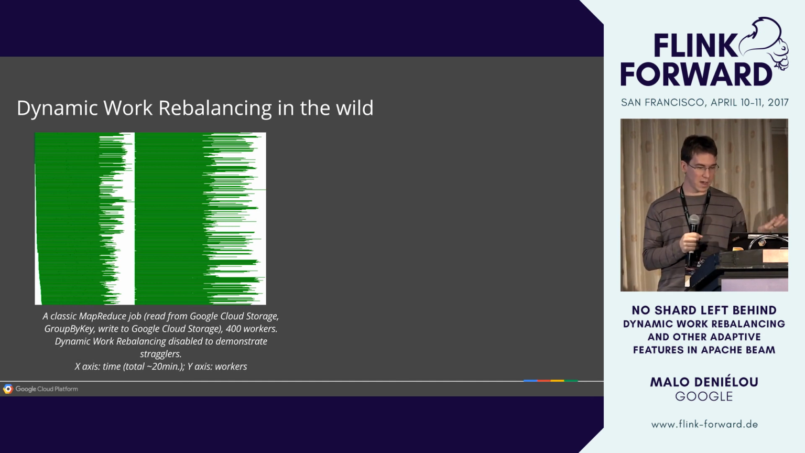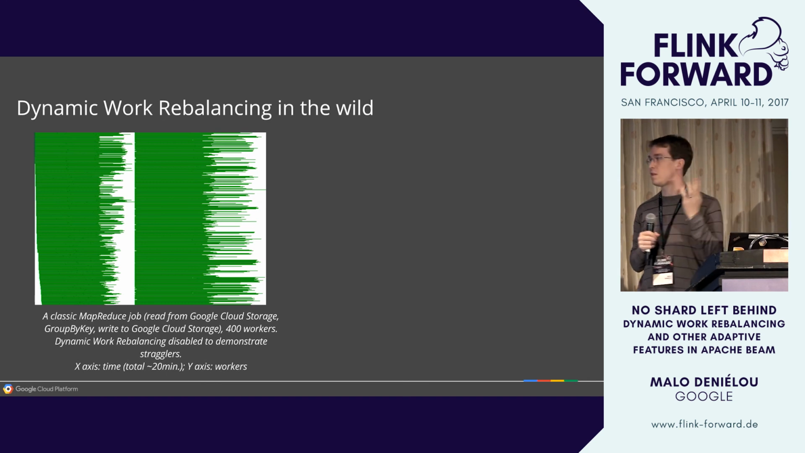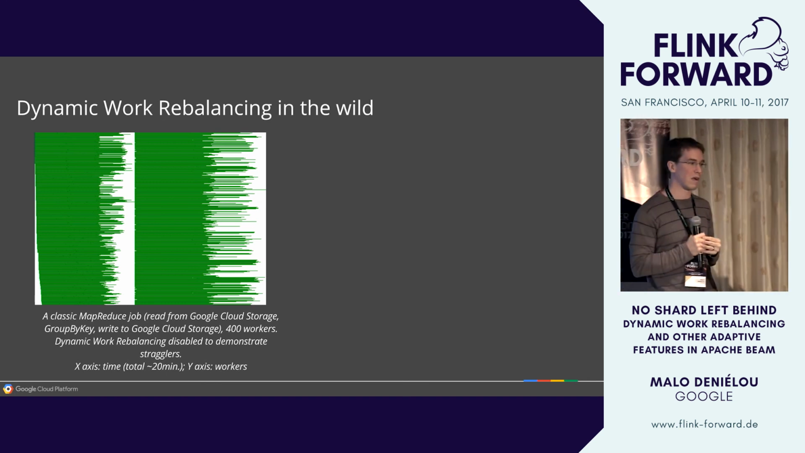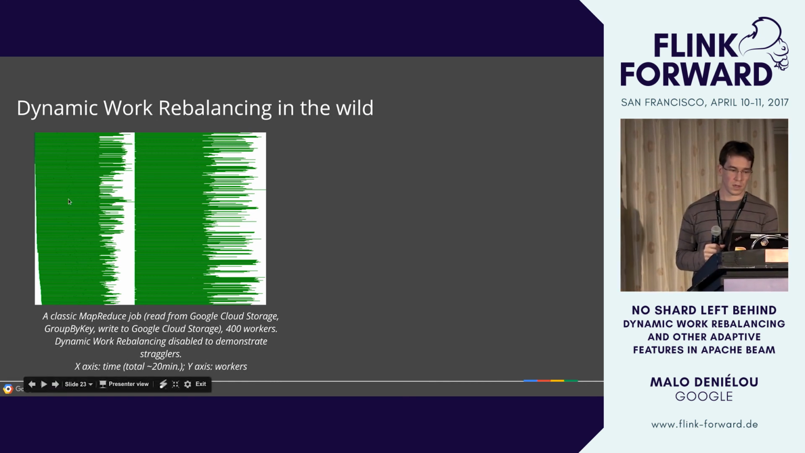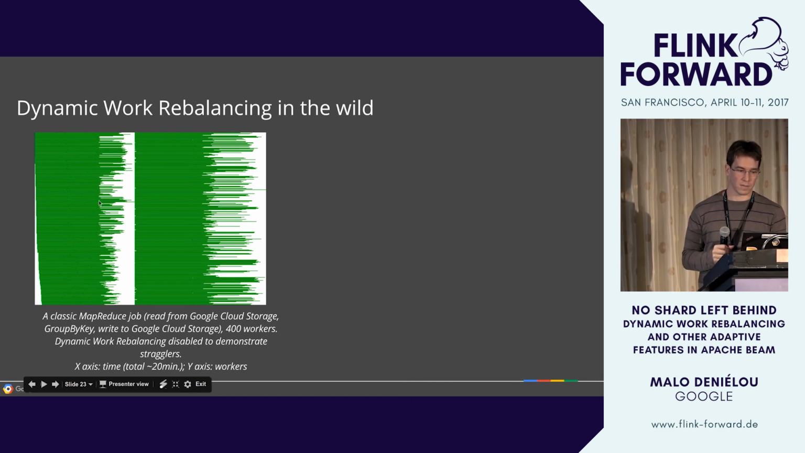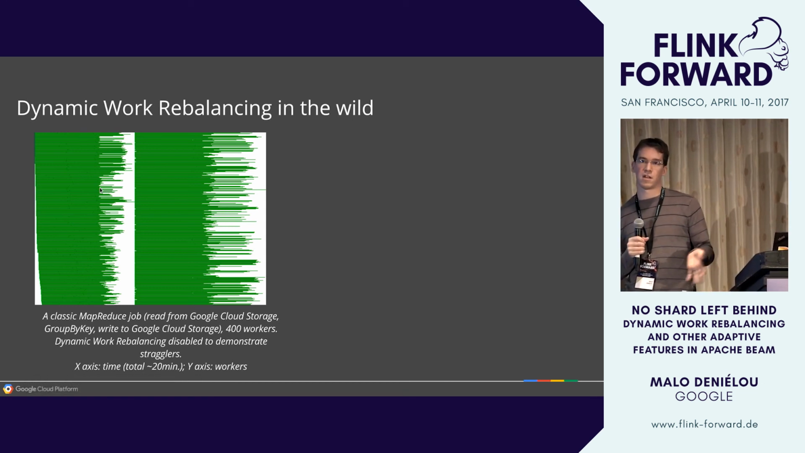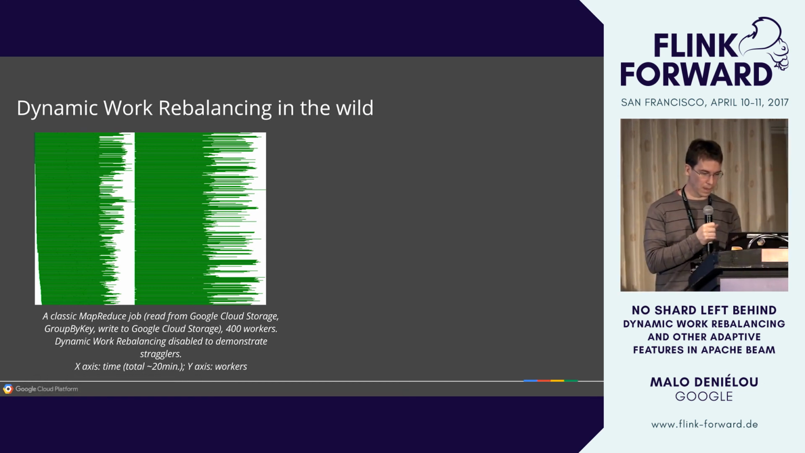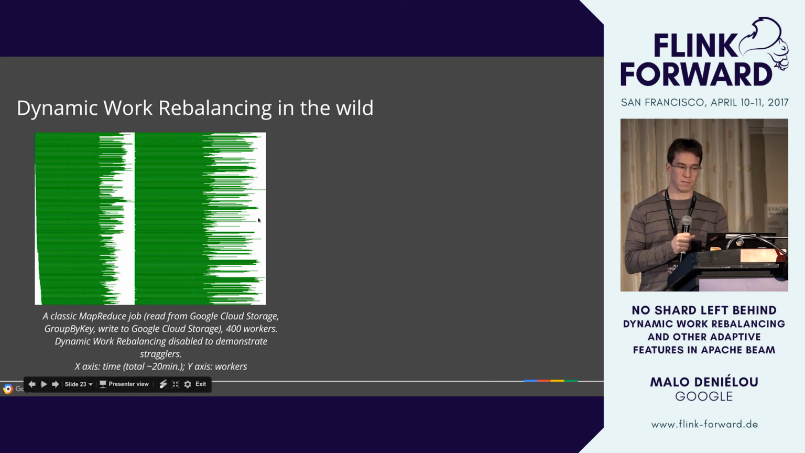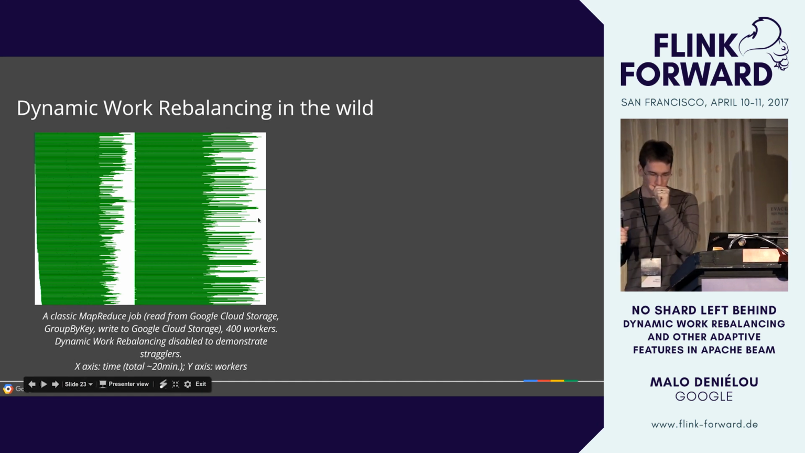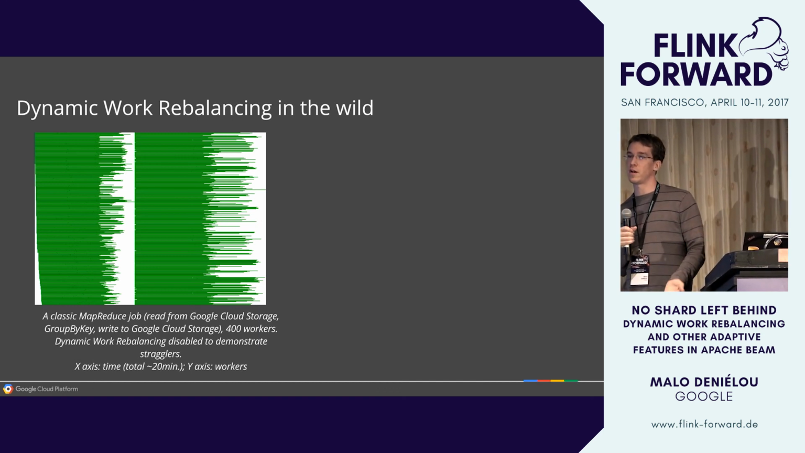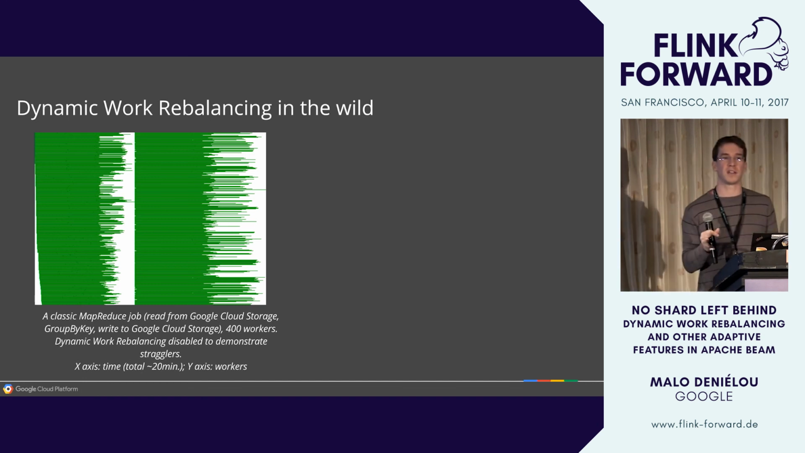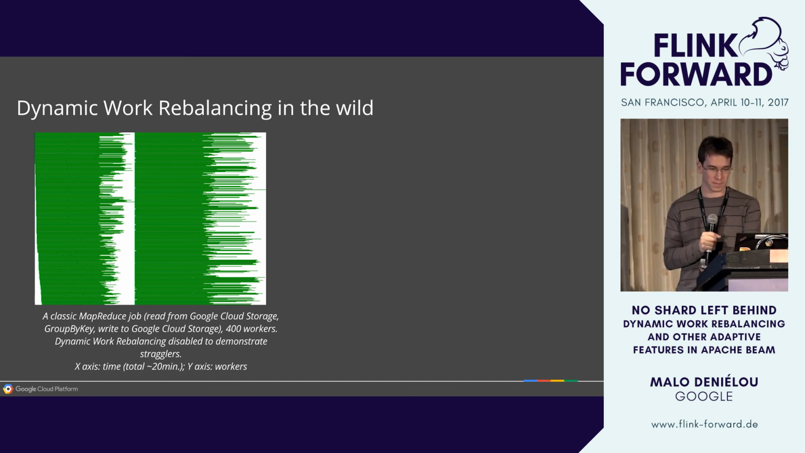And here we have 400 workers, and we disabled dynamic work rebalancing just to demonstrate the stragglers. So it takes about 20 minutes to do the whole job. And you can see that we split initially the tasks like 3 tasks per worker. So you see there is a lot of wasted time, right? There are a lot of workers that are idle because there is no work left to be done, okay? They completed their tasks and there are no more tasks available to pick up.